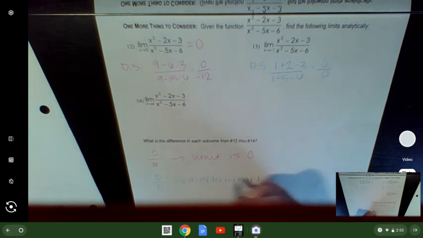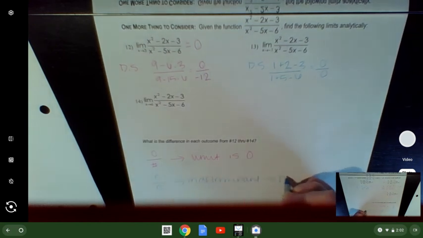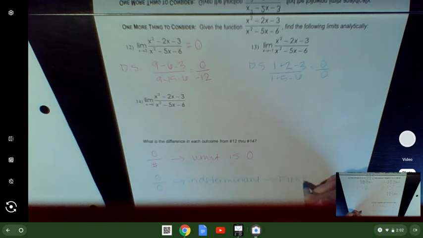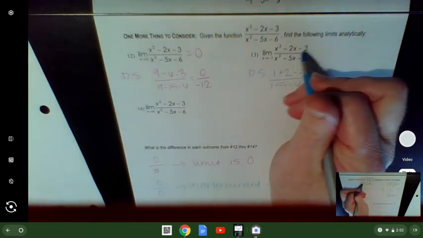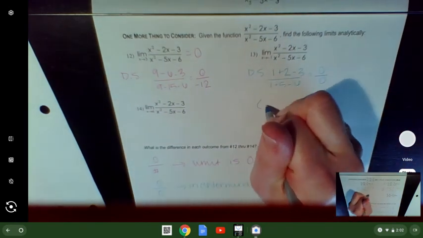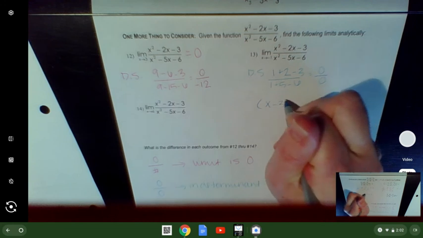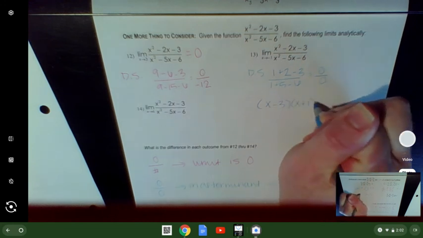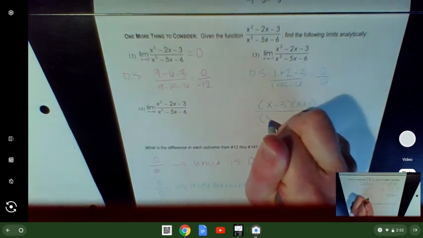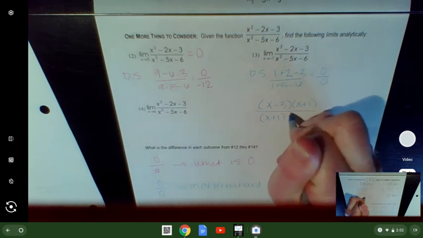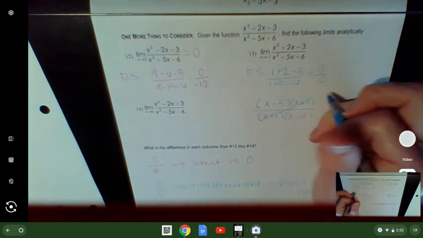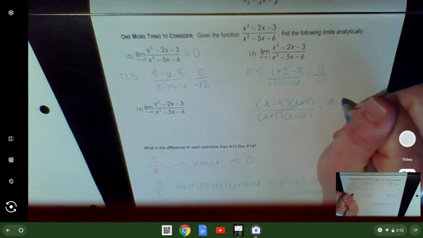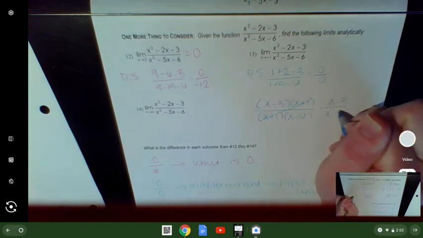which means, think about all those cases we just talked about, you need to find the limit. So in this case, I'm going to try factoring and canceling. I'm going to factor really fast, x minus 3 times x plus 1 in the numerator. And in the denominator, we get x plus 1 times x minus 6. We happen to have a hole at negative 1, leaving us with x minus 3 over x minus 6.